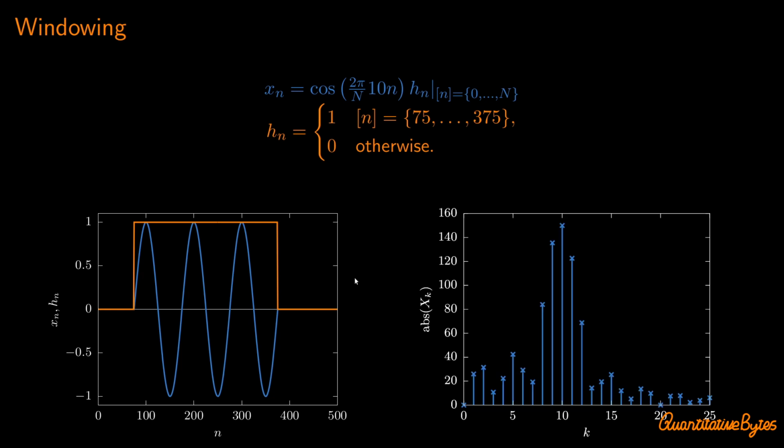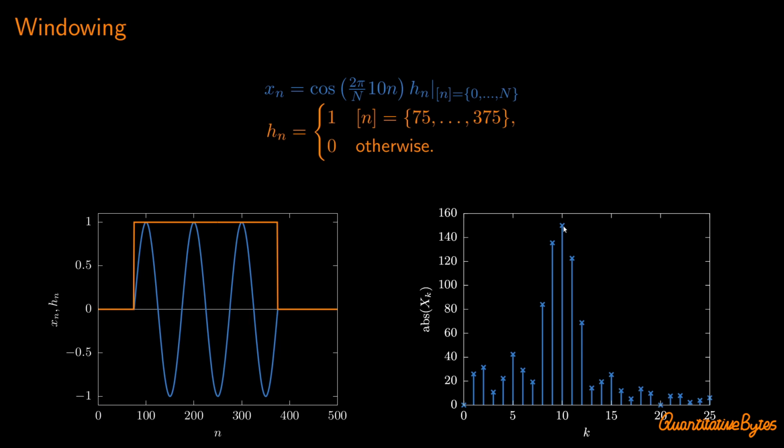The result we get of the DFT of this windowed signal is the plot that we see here on the right, as before plotted for the values of k between 0 and 25, and showing on the y-axis the magnitude of the complex numbers values X of k for each value of k. Now what we do see is that we do still have a peak at k equals 10, clearly corresponding to the frequency of our original signal.